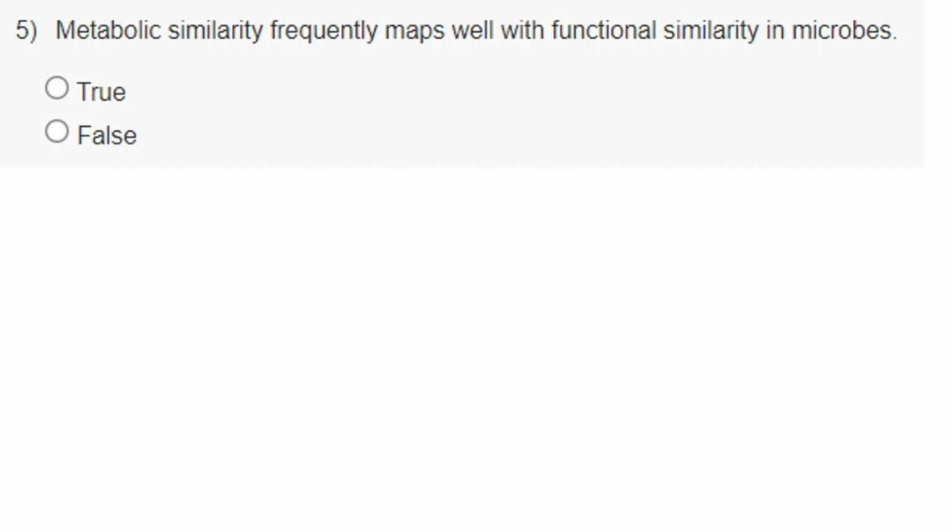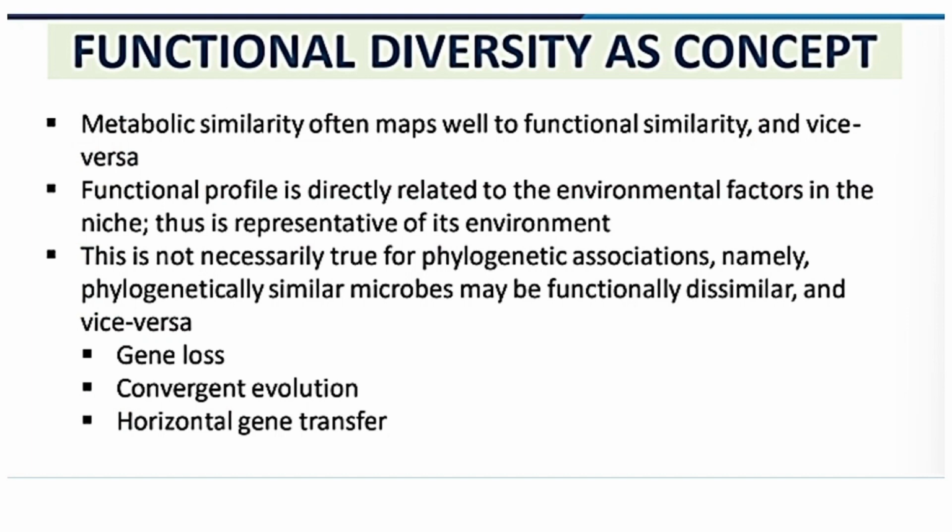True. Okay. Why do you think so? Is there any particular reason? Okay, so I'll explain. This is taken from the slide of the course. Functional diversity is a concept. The slide says that metabolic similarity often maps well to functional similarity and vice versa, which, if you think about it, is common sense. When functional similarity is happening, that means there are some metabolic processes that tend to become similar. Whatever is happening as a functional attribute is very similar to whatever metabolic processes are happening inside.